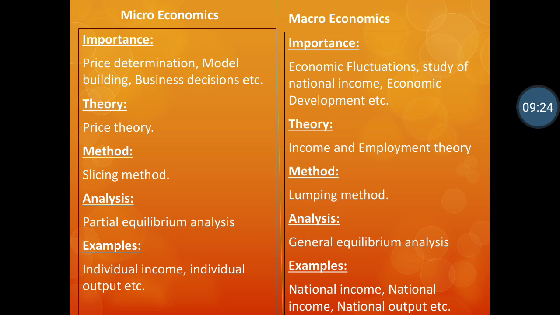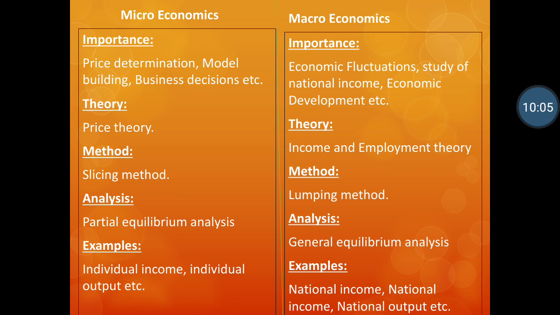Importance of microeconomics, that is it deals with the price determination, model building, business decisions, etc. That is, microeconomics helps us to understand how the relative prices of various products and factors are determined, and further explains why prices of these goods and factors and products are found different. In model building, you have learned that microeconomics builds simple model which helps us in understanding complex economic situation.